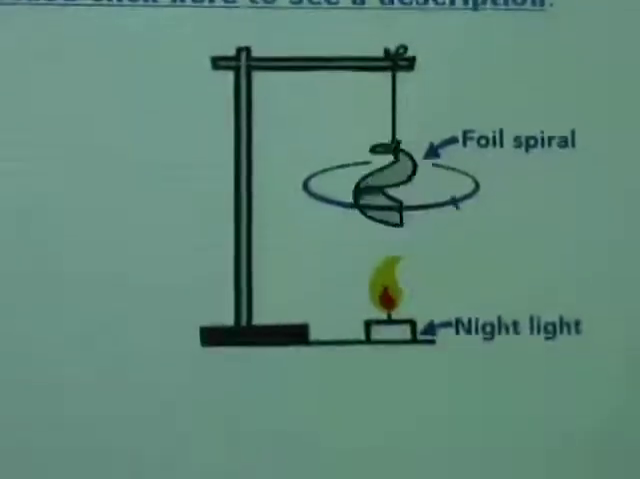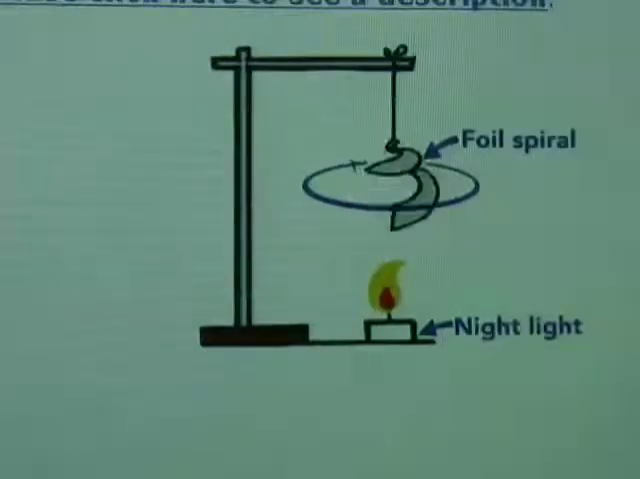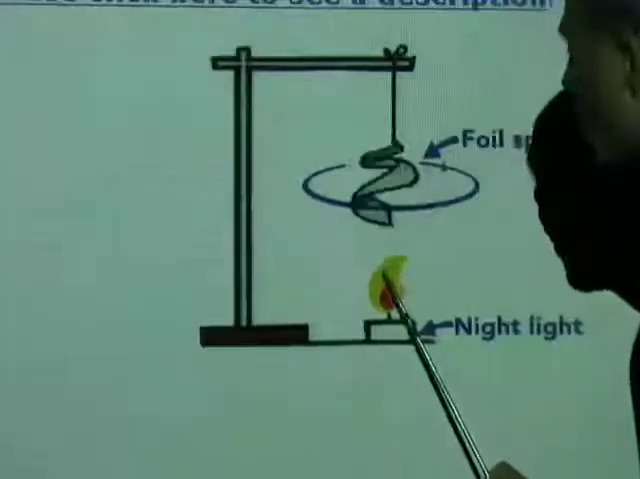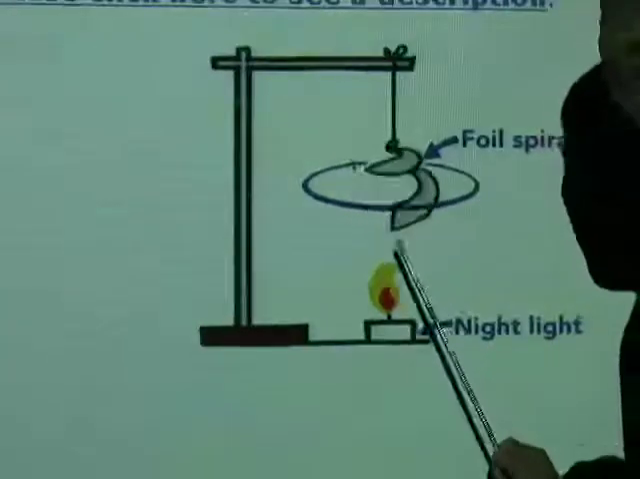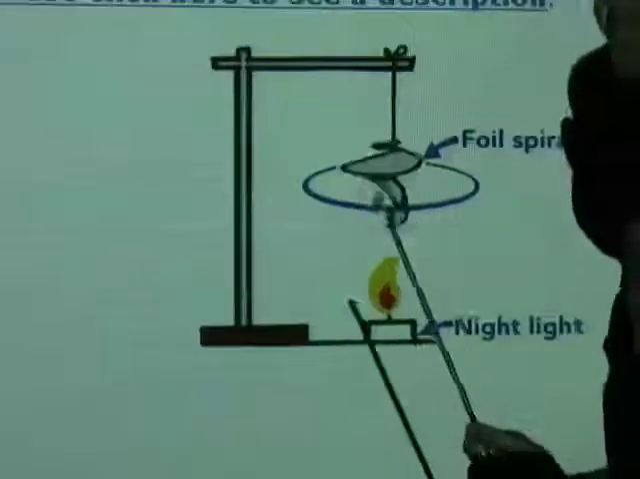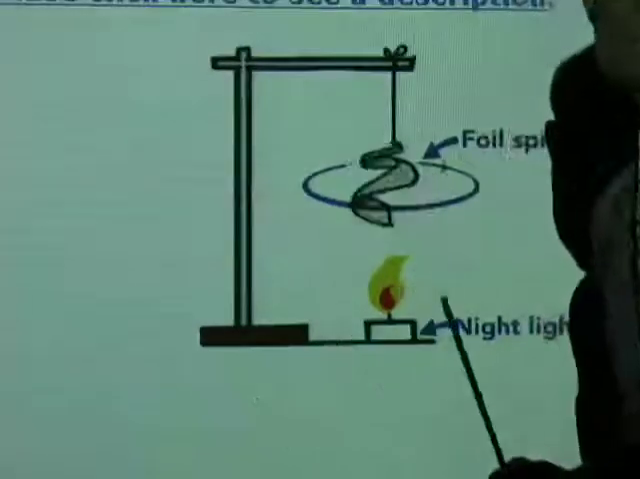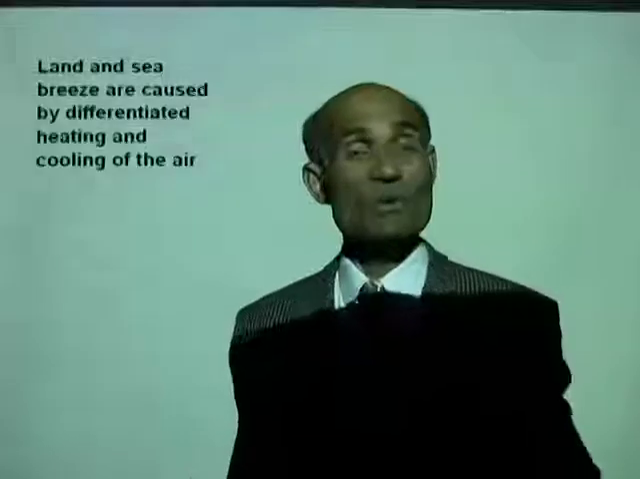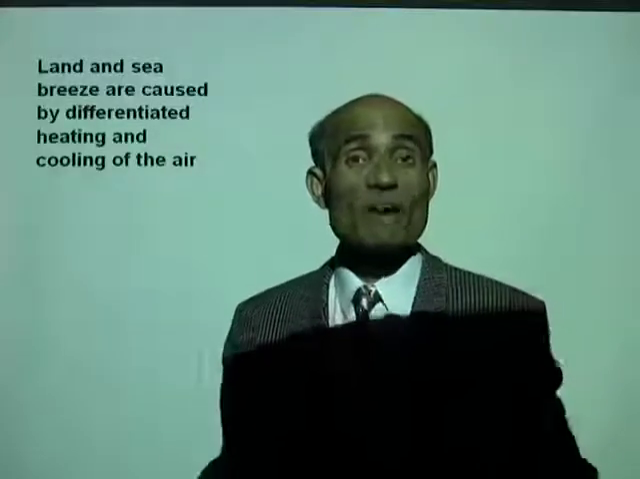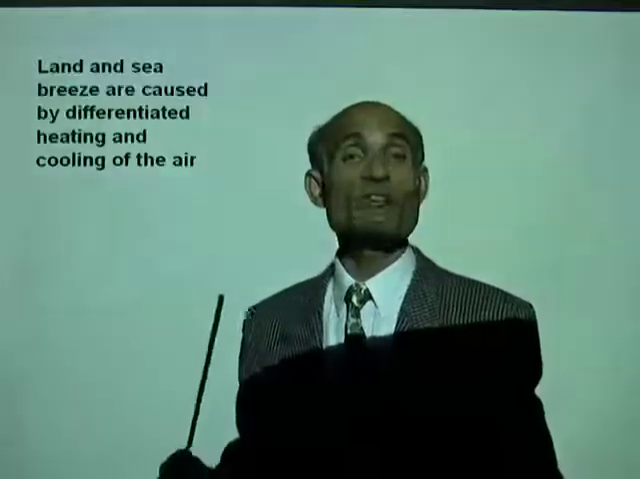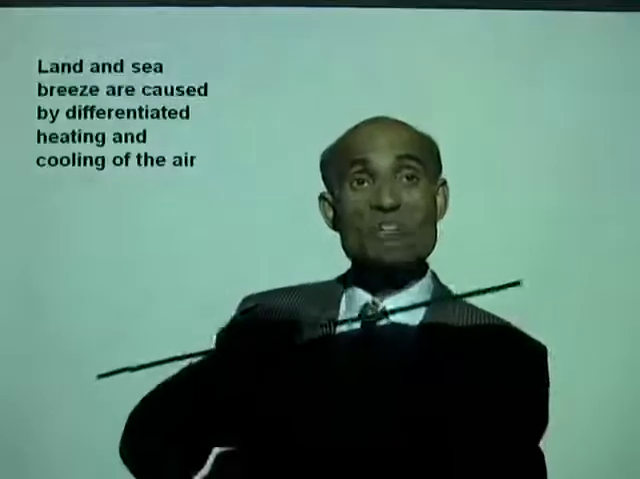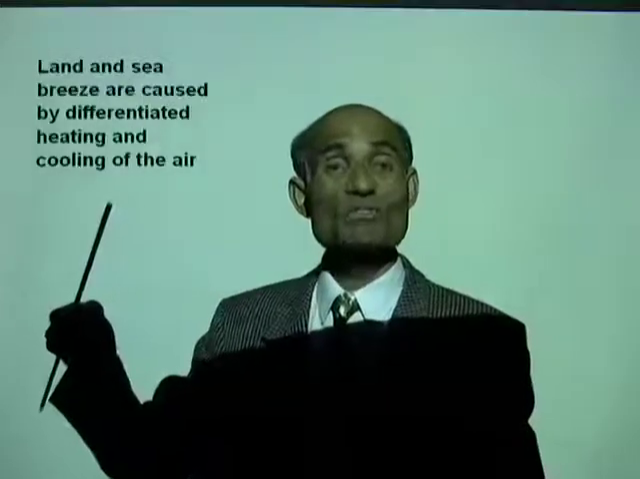There you are. You can actually see, as the candle burns, the hot air rises, and the rising air makes the helix-like aluminum spin. It's a very simple demonstration of convection current. I told you earlier that most of the weather patterns on the surface of the earth are actually caused by convection currents caused by the differential heating on the surface of the earth.